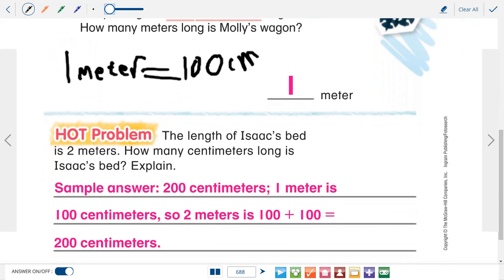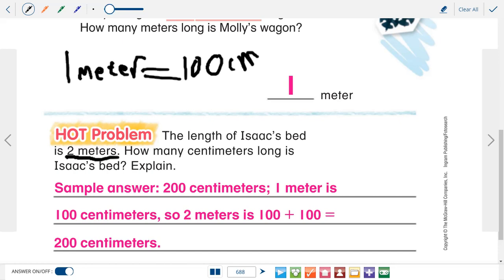The length of Isaac's bed is 2 meters. How many centimeters long is Isaac's bed? Okay, so it is 2 meters. Now we want to measure it in centimeters. We know that 1 meter is 100 centimeters. So we're going to add 100 plus 100, which will equal 200 centimeters. Okay, so Isaac's bed is 200 centimeters.